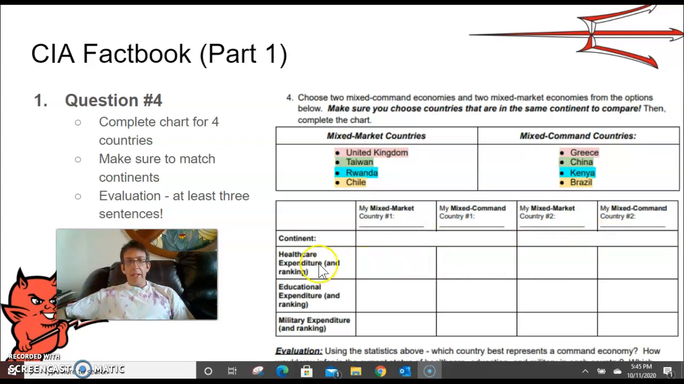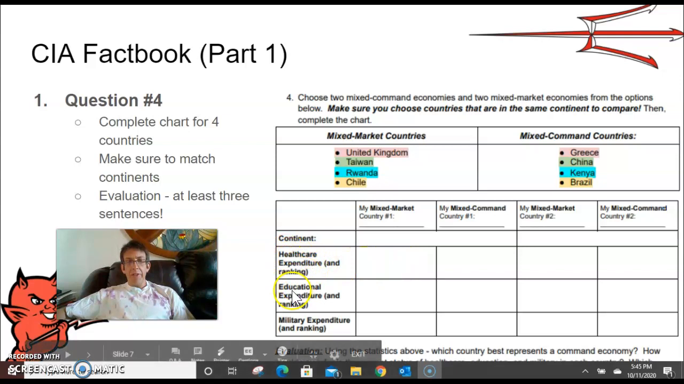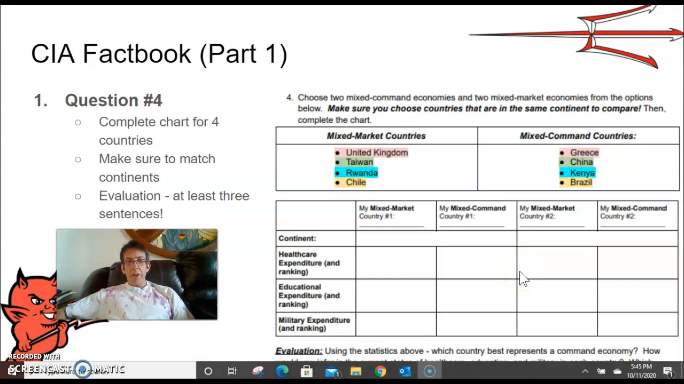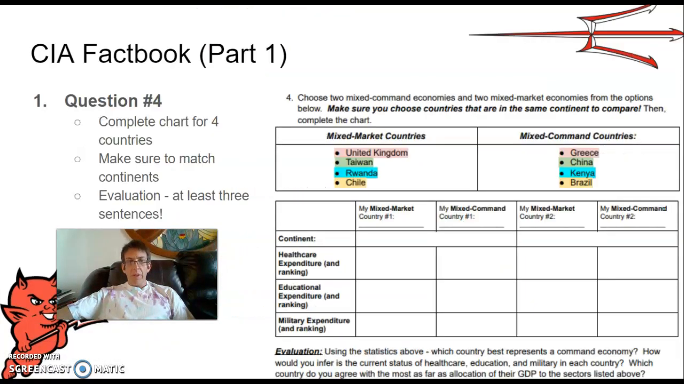You are going to find the healthcare expenditure and the ranking, the educational expenditure and the ranking, and the military expenditure and the ranking. So once you have that completed, you are going to answer the questions on the evaluation. So on the evaluation, it says, using the statistics above, which country best represents a command economy? So it's not necessarily at first which country is doing the best in those areas. I do want to get there eventually, and we're going to be talking about this as we go forward. But the main thing is which country best represents a command economy.